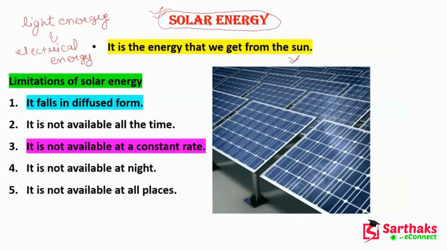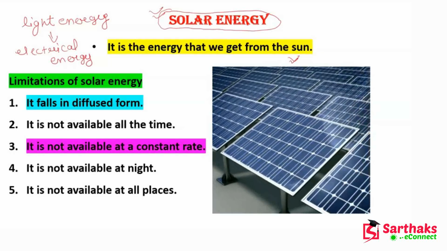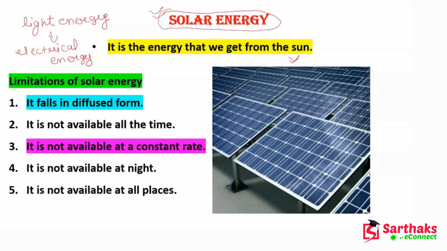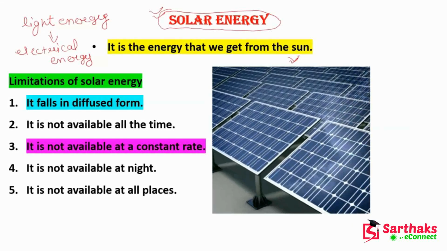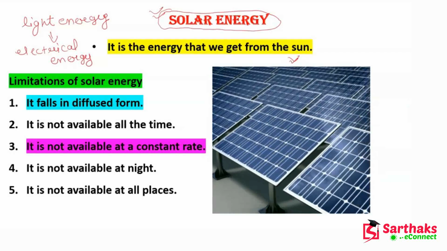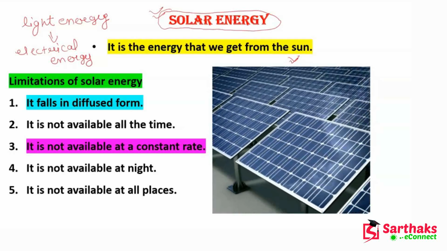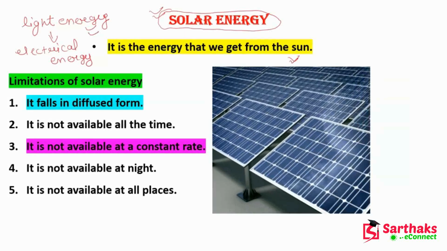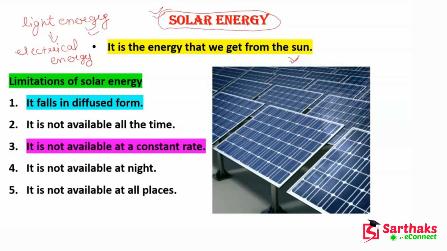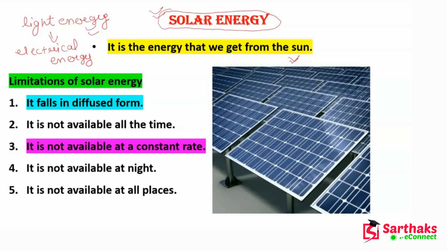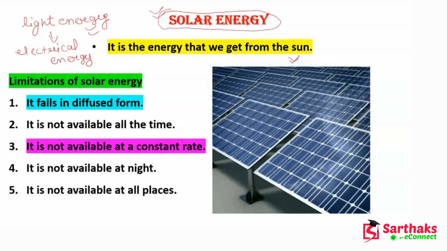Now, what is the mechanism behind this? We will be studying about this in our higher classes. But here you just need to understand that these solar cells convert the light energy into electrical energy. The sun rays coming from the sun fall on these solar cells and electricity is generated.